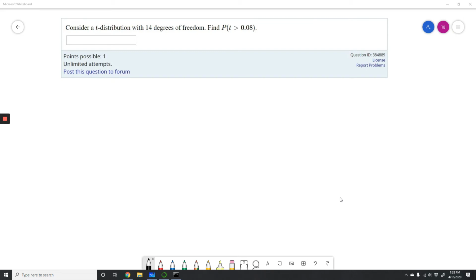Consider a t-distribution with 14 degrees of freedom. Find the probability that t is greater than 0.08.